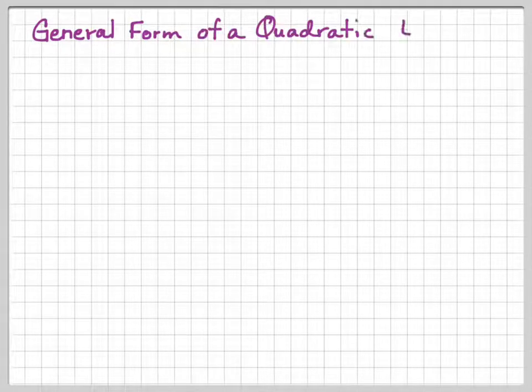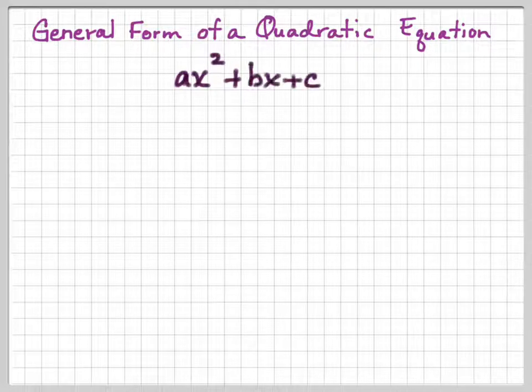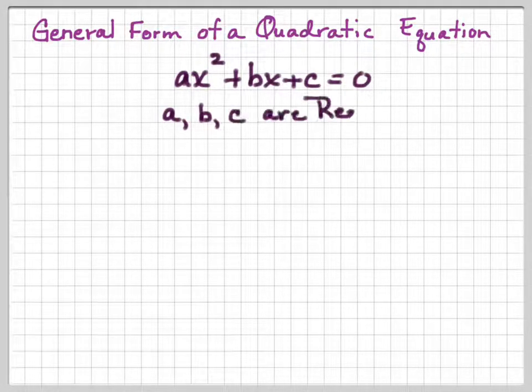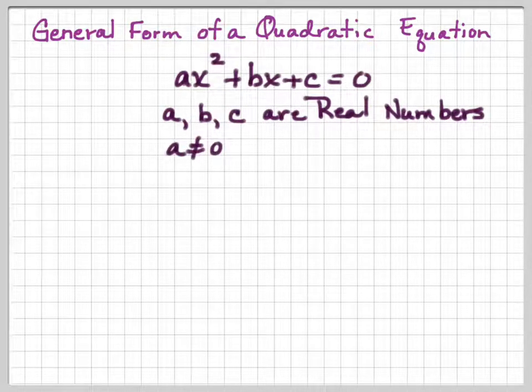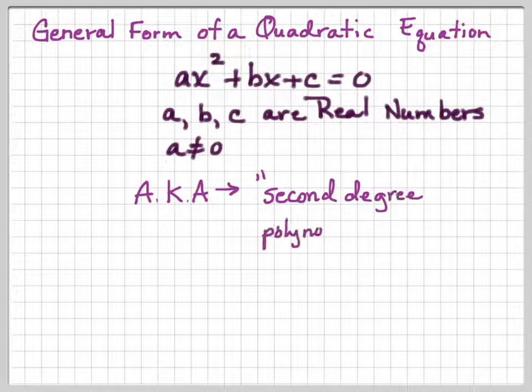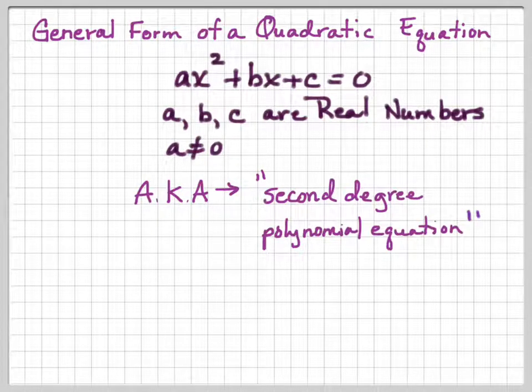The general form of a quadratic equation is ax squared plus bx plus c equals 0, where a, b, and c are real numbers, and a cannot be 0. Because if a were to be 0, then the x squared term would drop out and you just have a linear equation. This is also known as a second degree polynomial equation. Please make sure you remember that. I'm sure you're going to have a quiz on it somewhere along the line.